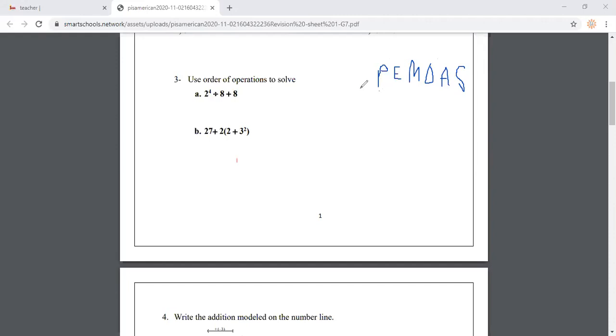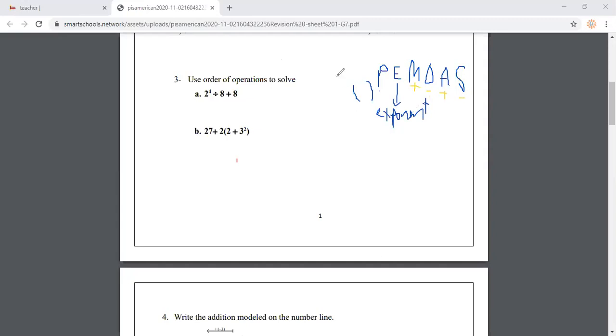P for the parentheses, E for exponent, and sometimes we can denote it by power, both are the same. And M stands for what? Multiplication. And D for division. A for addition, and S for subtraction.